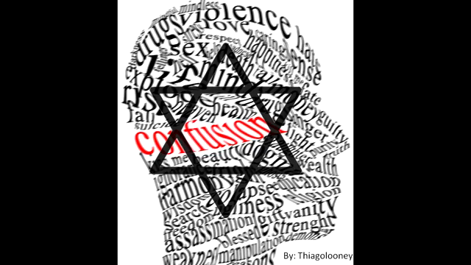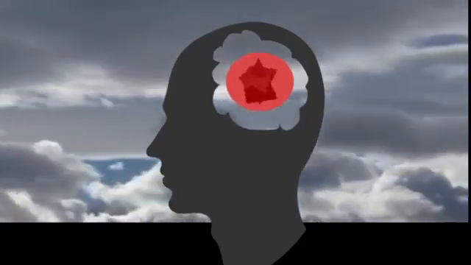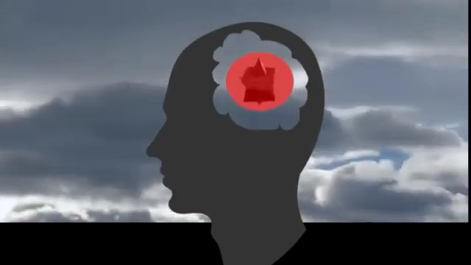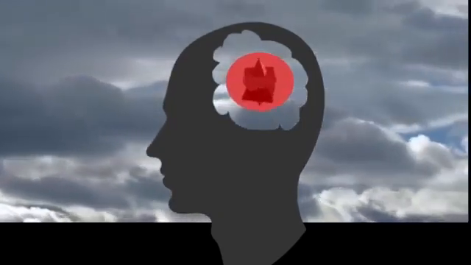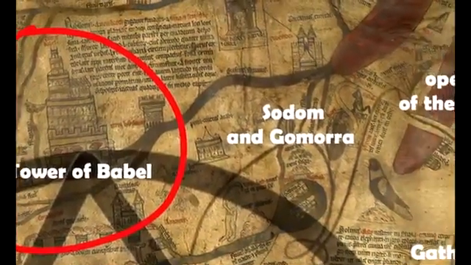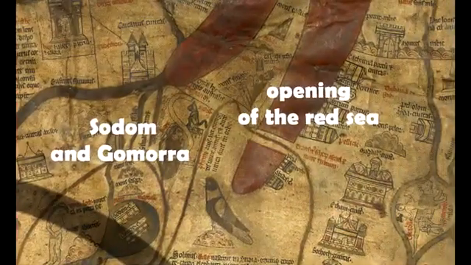So what happened at Babel? I think when they activated the force field, it did something with our brain. Maybe our telepathic abilities were disturbed at that point. So when you follow this circle with the star, strange things are happening in the Bible.